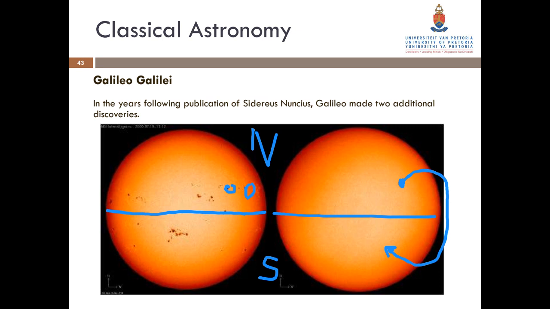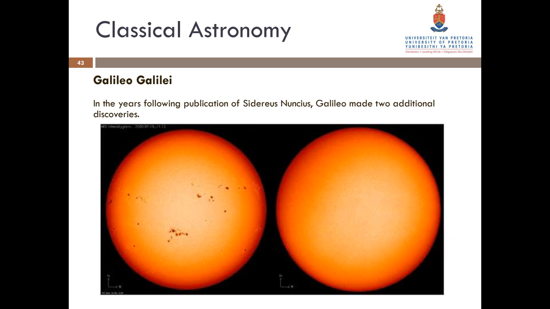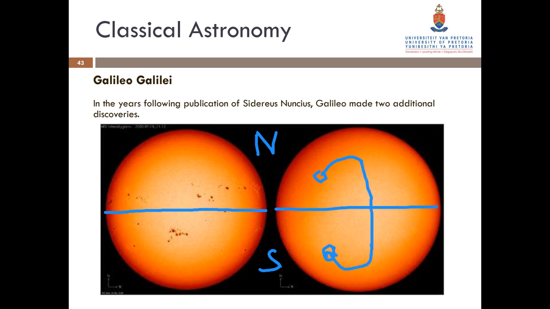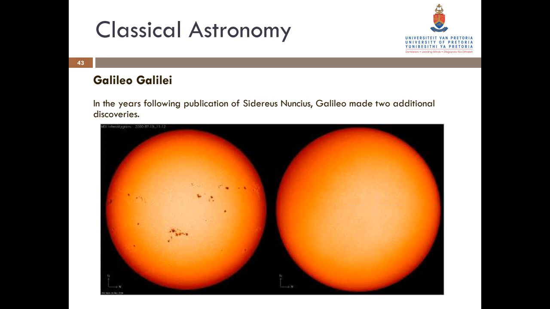Okay, so let me repeat this again. If we divide the Sun into a northern and a southern hemisphere, sunspots always appear in pairs. So if one appears somewhere in the northern hemisphere, another one will appear in the southern hemisphere. And what's actually happening is that magnetic field lines emanate from that position, emerge outside of the Sun's surface, and then enter the Sun's surface again. And that is what causes a sunspot. So this spot right here is literally cooler than the rest of the surface of the Sun. And Galileo was the first person to observe this.